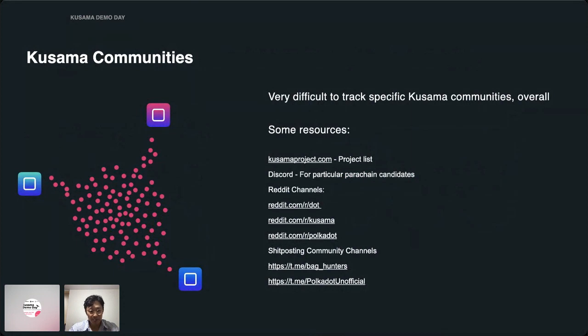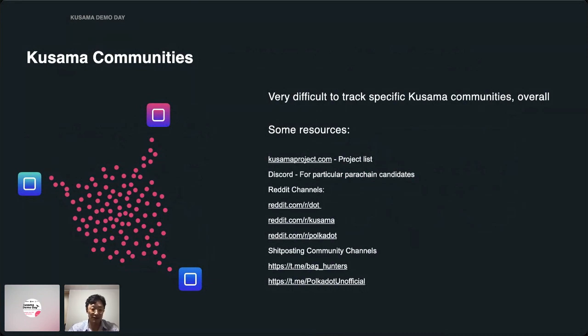So I think, however, what we did is we asked a few people internally for some of the places where Parity employees actually go to look at specific Kusama communities. And some of these resources, for example, could be kusamaproject.com for a specific list of Kusama building projects. It could be Discord for these projects that you find on kusamaproject.com, and then discussing with these projects and looking at the specific supporters of these existing Kusama projects.